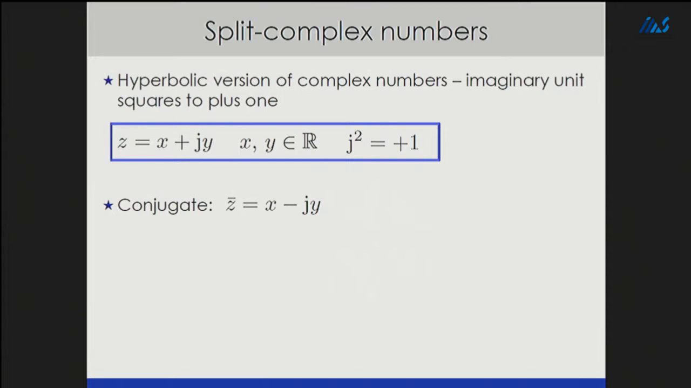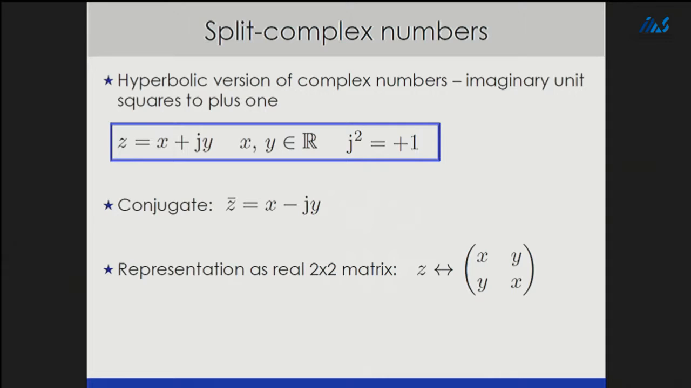We define the conjugate in the same way as we usually do, x minus jy, so you turn the j sign around. You can represent these things in real 2 by 2 matrices, in the ring of real 2 by 2 matrices, which is very useful. Multiplication, addition and subtraction of these split complex numbers is the same as working in the ring of these matrices.